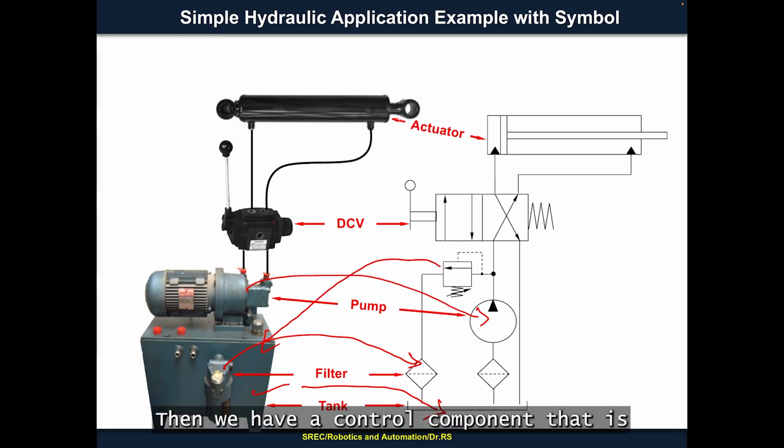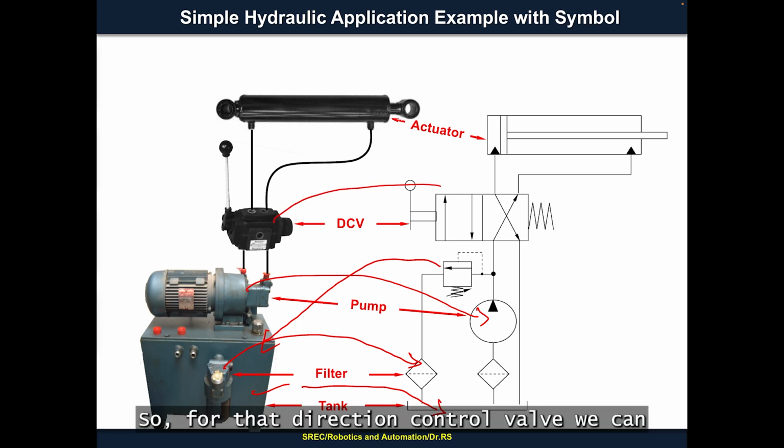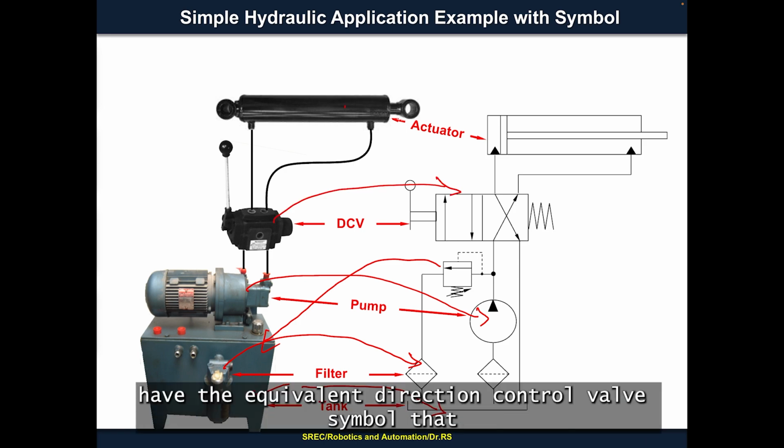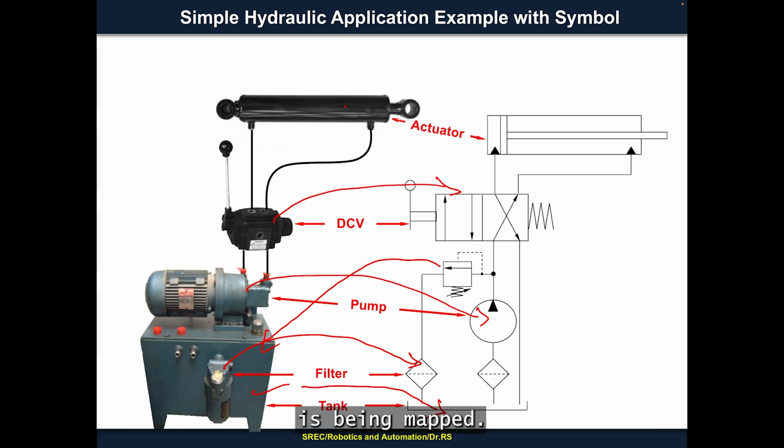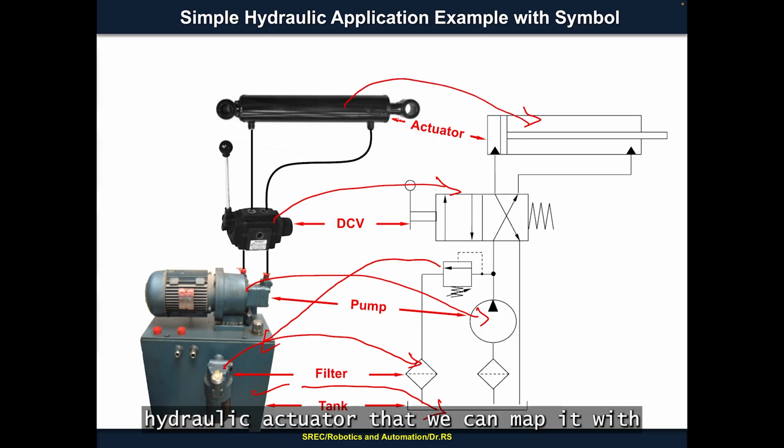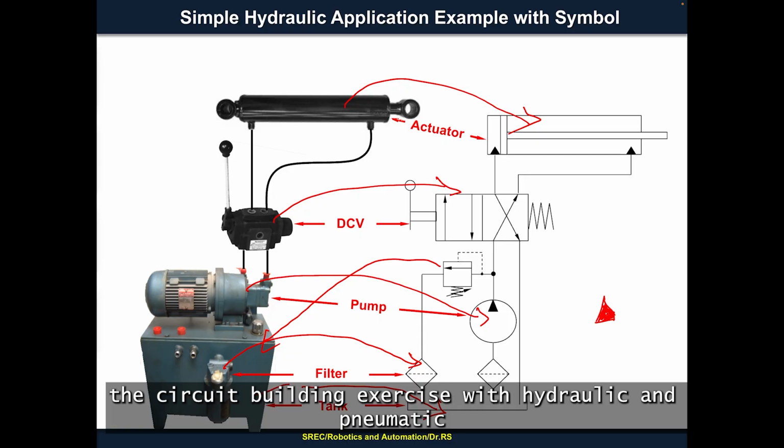Then we have a control component, that is the direction control valve. For that, we have the equivalent direction control valve symbol that is mapped. Then we have an actuator, a hydraulic actuator, which we can map with the hydraulic actuator symbol. In all hydraulic applications, we have to use the triangle which is shaded. In case of pneumatics, the triangle will not be shaded. That is the basic difference in the circuit building exercise between hydraulic and pneumatic applications.